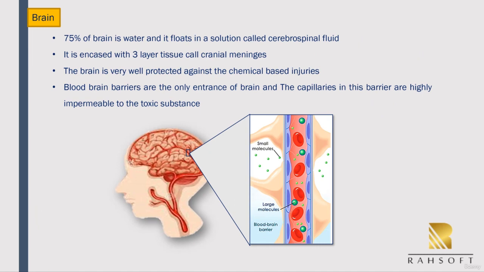75% of the brain is actually water, and it floats in a solution called cerebrospinal fluid. It is then encased within a 3-layer tissue called the cranial meninges. The brain is very well protected against chemical-based injuries because you don't want a new type of chemical going into the brain, because this can cause permanent damage. The blood-brain barrier is the only entrance to the brain, and the capillaries form this barrier that is highly impermeable to toxic substances, which helps create a safe area for the brain.